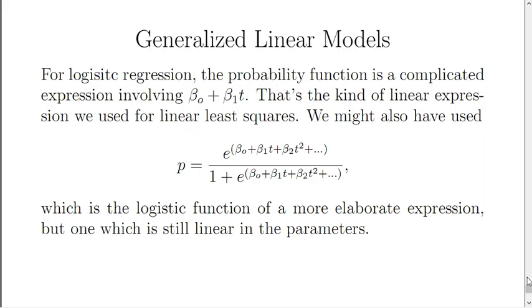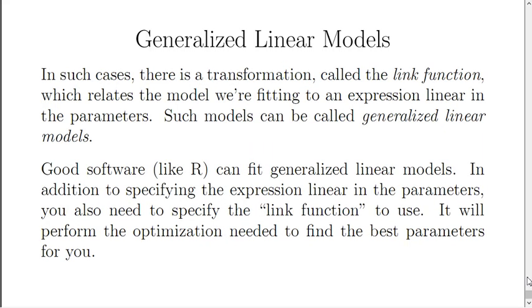We might also have used exponent of some different linear expression in parameters, like a quadratic function of time or higher powers. This is the logistic function of a more elaborate expression, but one which is still linear in the parameters. In such cases, there is a transformation called the link function, which relates the model we're fitting to an expression linear in the parameters. Such models can be called generalized linear models, not to be confused with general least squares.